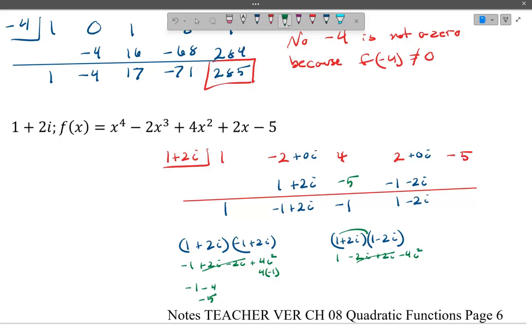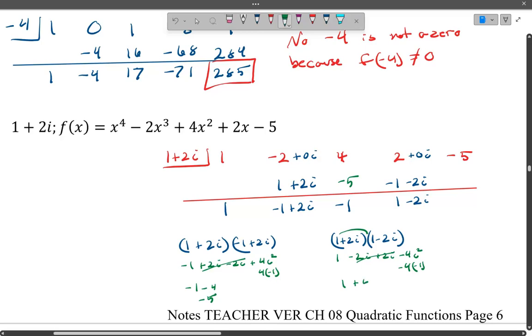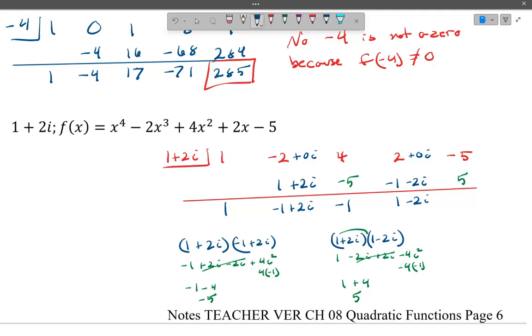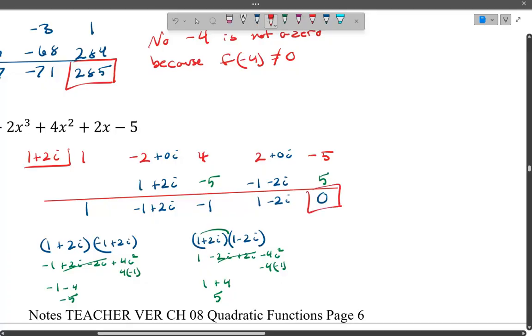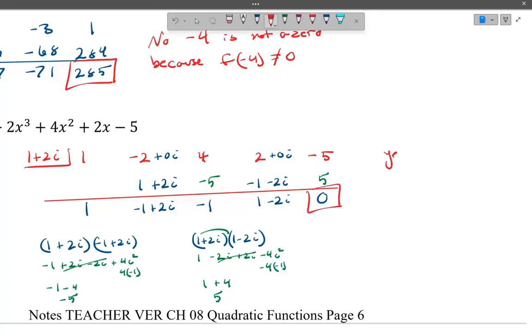And then the i squared becomes negative 1, so we're left with 1 plus 4, sorry, getting ahead of myself, 1 plus 4, which then gives us 5. So the 5 goes up here, and then we go ahead and we add, and we get 0. So we see that our remainder is 0. That means that, yes, 1 plus 2i is a 0 because f of 1 plus 2i equals 0. When we did the synthetic division, we got a remainder of 0.